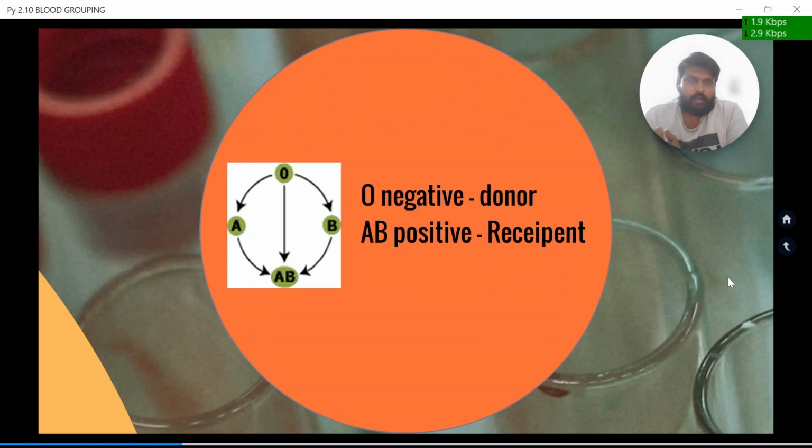So O negative, we call them a universal donor because they don't have any antigens present in them. If antigen is there, then only antigenicity, that is the property of antigen to cause an immune reaction, occurs. We can't say it's zero, but it's close to nil. In case of AB positive, they have both antigens present, so they can receive blood from anyone, because they don't have any antibodies to react against it. So even if you give A or B or O, they can receive the blood. So AB positive is what we call a universal recipient.